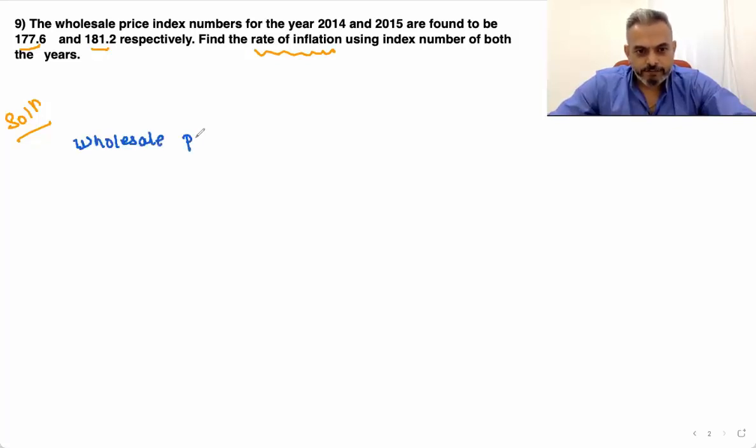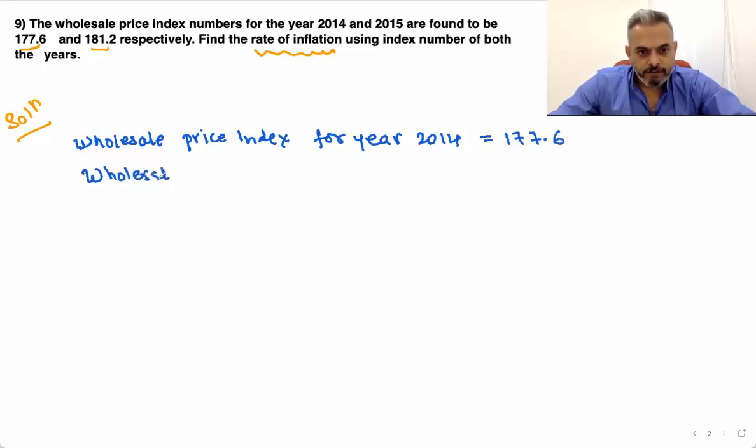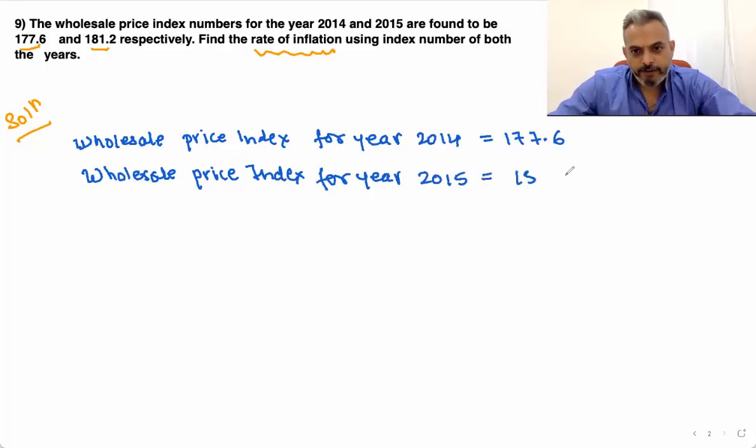Wholesale price index for year 2014 is equal to 177.6. Wholesale price index for year 2015 is equal to 181.2.